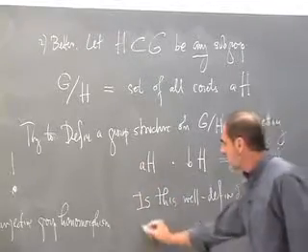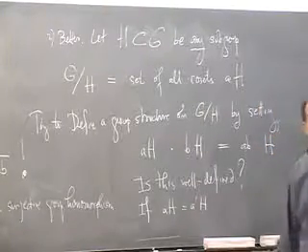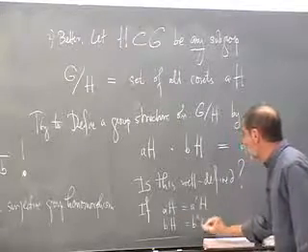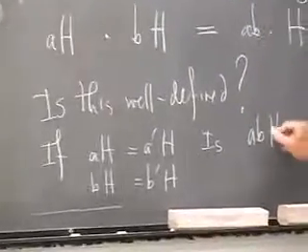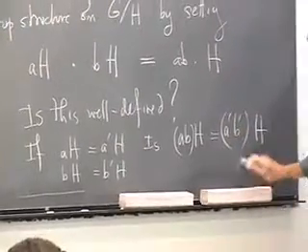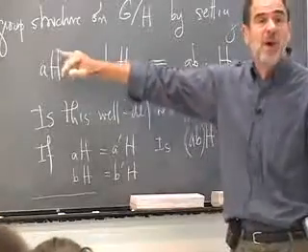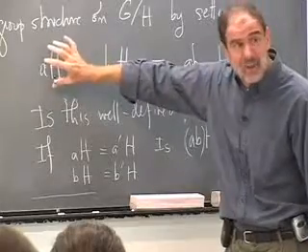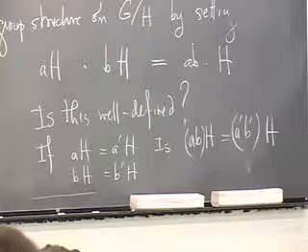Because the coset is not uniquely written as aH. Namely, if aH is equal to a prime H, if a and a prime are in the same coset, and bH is equal to b prime H, is abH equal to a prime b prime H? Namely, if we're saying that this coset times this coset is this coset, we better make sure that doesn't depend on what representative we've chosen for the coset. And there's no unique way of writing a non-trivial coset. You just have to pick something in it.